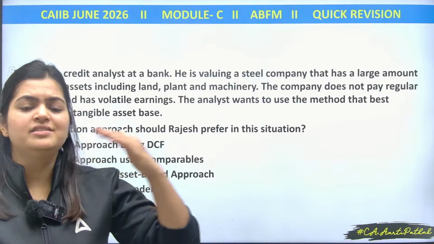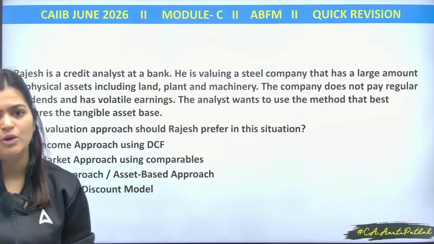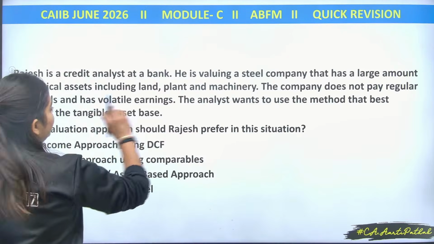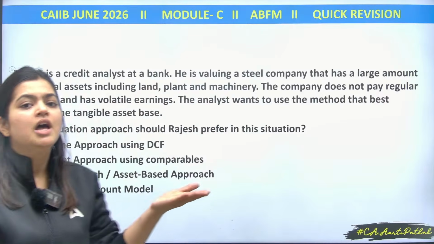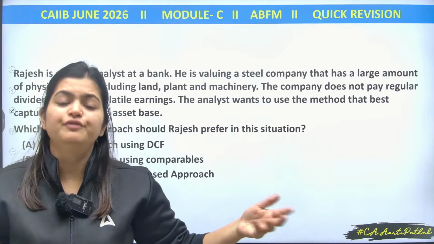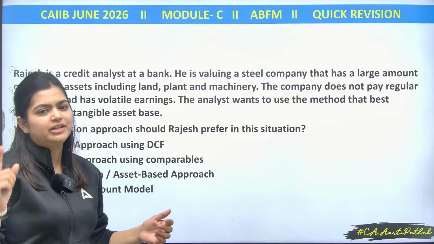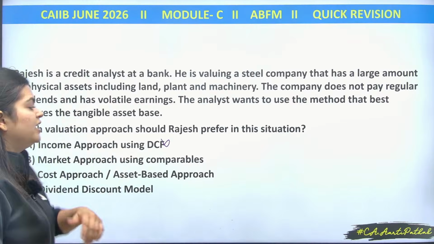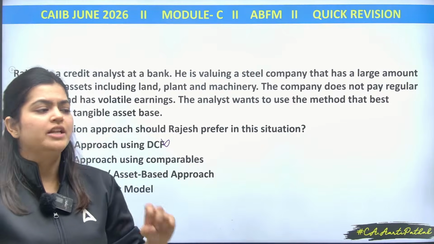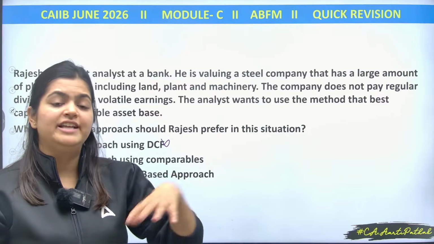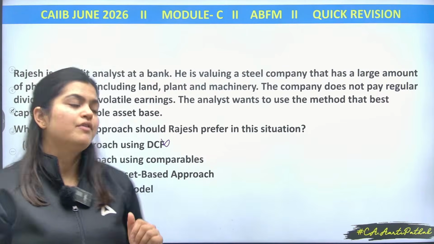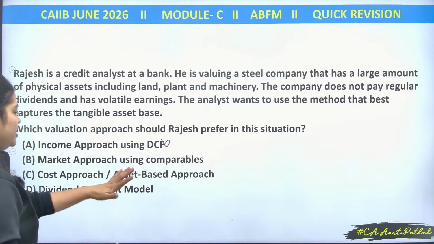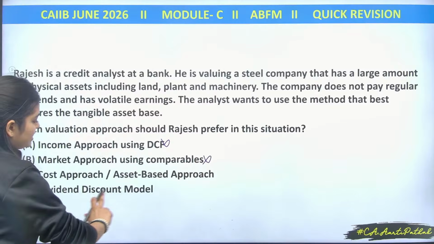First, you calculate your estimated future earnings and then you do the discounting part. So what is the problem? Why can't we use it? Because they are saying there are no regular dividends and the company's earnings are also volatile, fluctuating in nature, so estimation is quite difficult here. That is the reason we are not going to select this. Market approach using comparables means you identify similar assets and similar companies in the market and value on that basis. Here they are not saying they will be using the market approach. Then the last one is the dividend discount model.